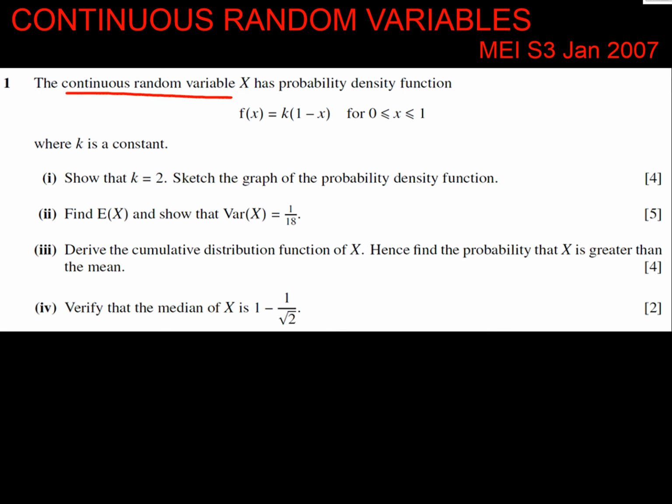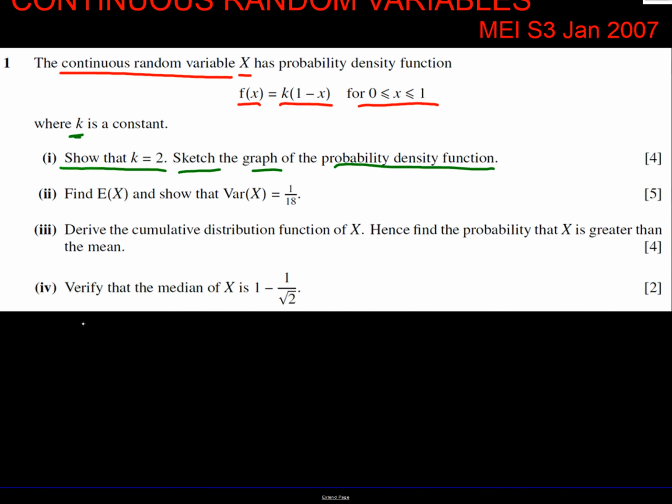A continuous random variable x has a probability density function f of x, defined there for the range 0 up to 1, where k is a constant. Let's have a look at part 1. Show k equals 2, and sketch a graph of the PDF. So let's start with that, shall we?